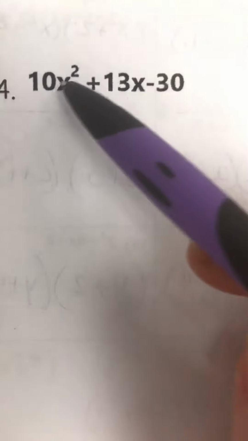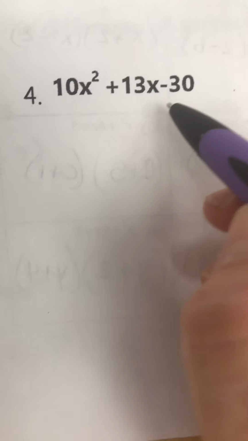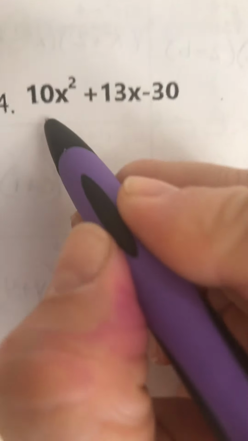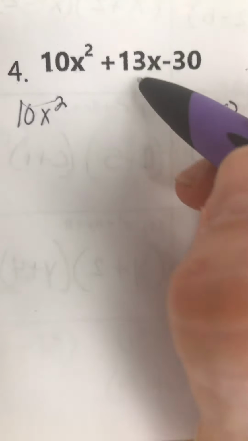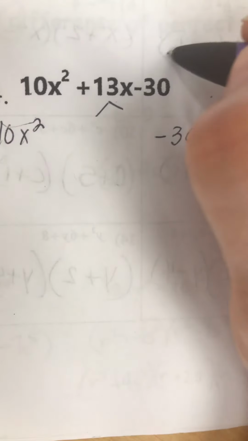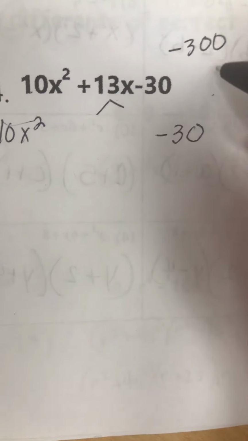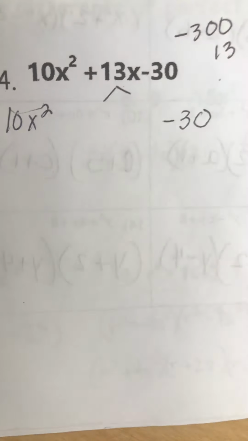Last one. Anything common to all three? No. So a is greater than 1. We're going to go 10x squared and a minus 30. And we're going to need to split the middle. We have the product of negative 300, and we need a sum of 13.